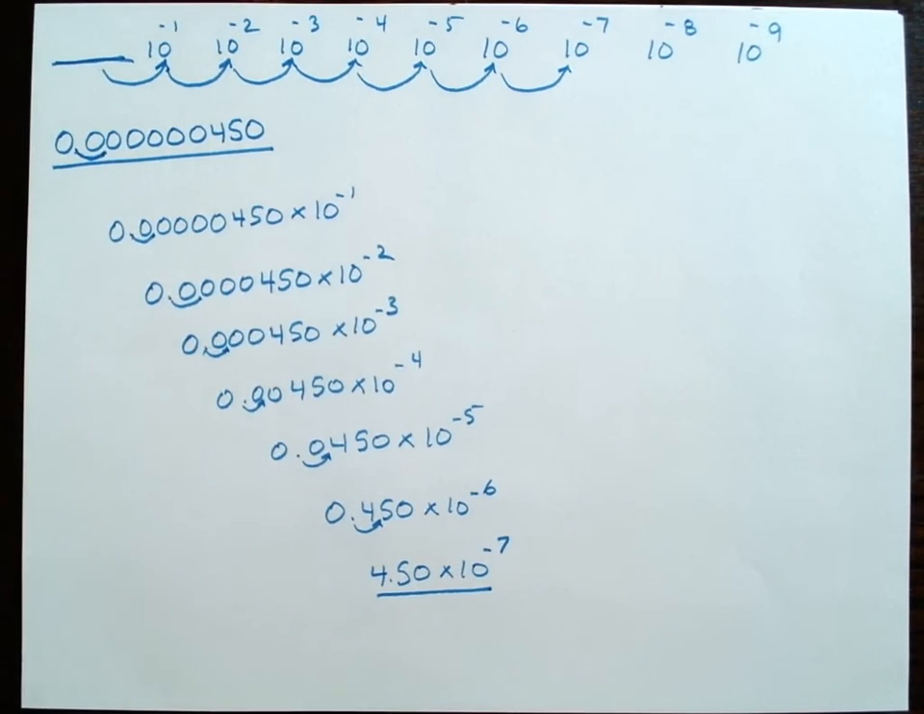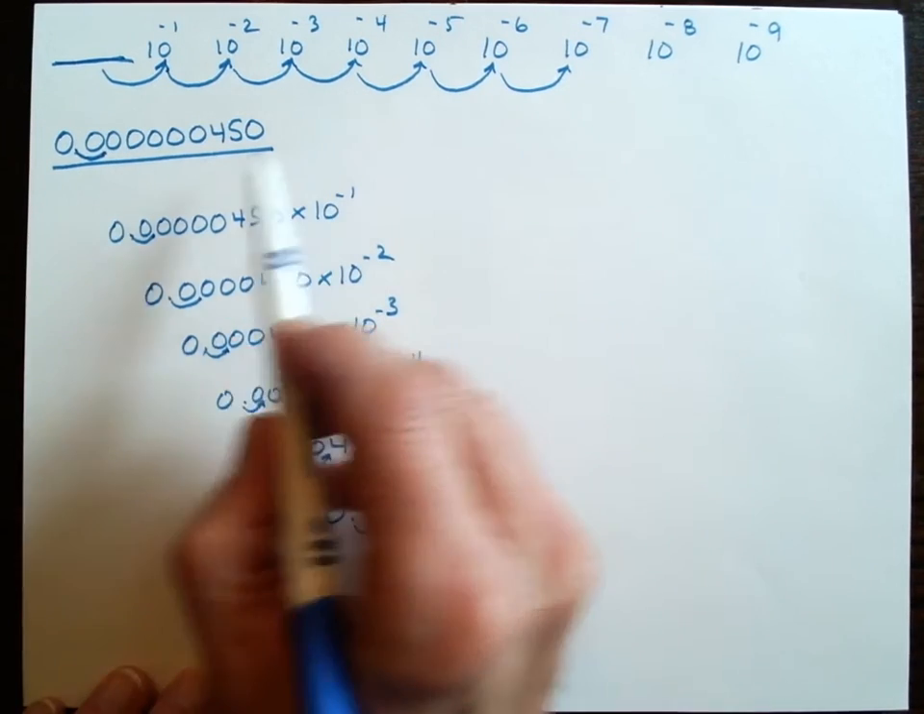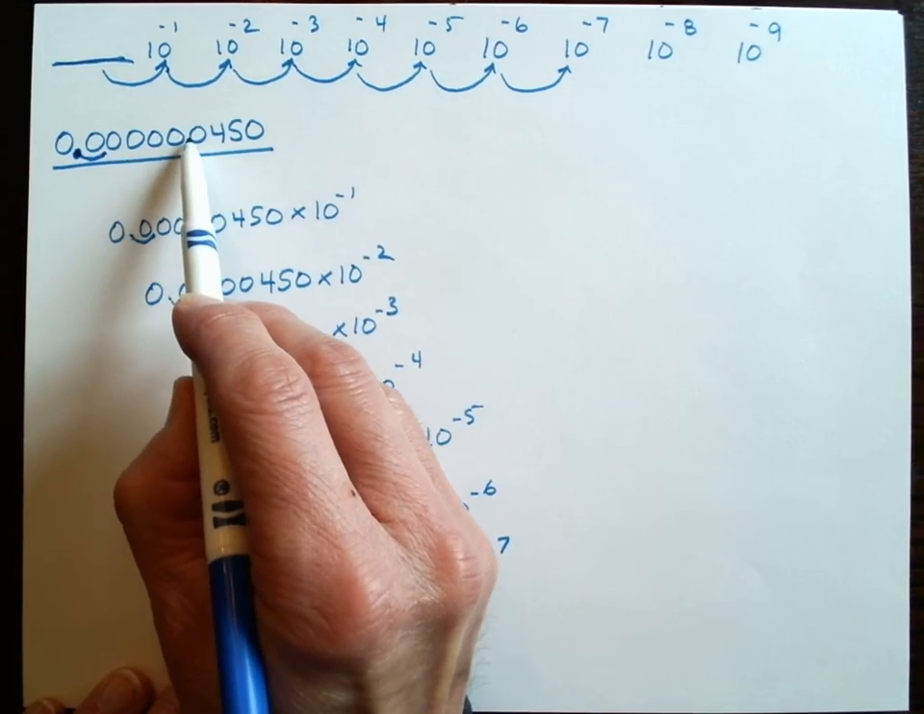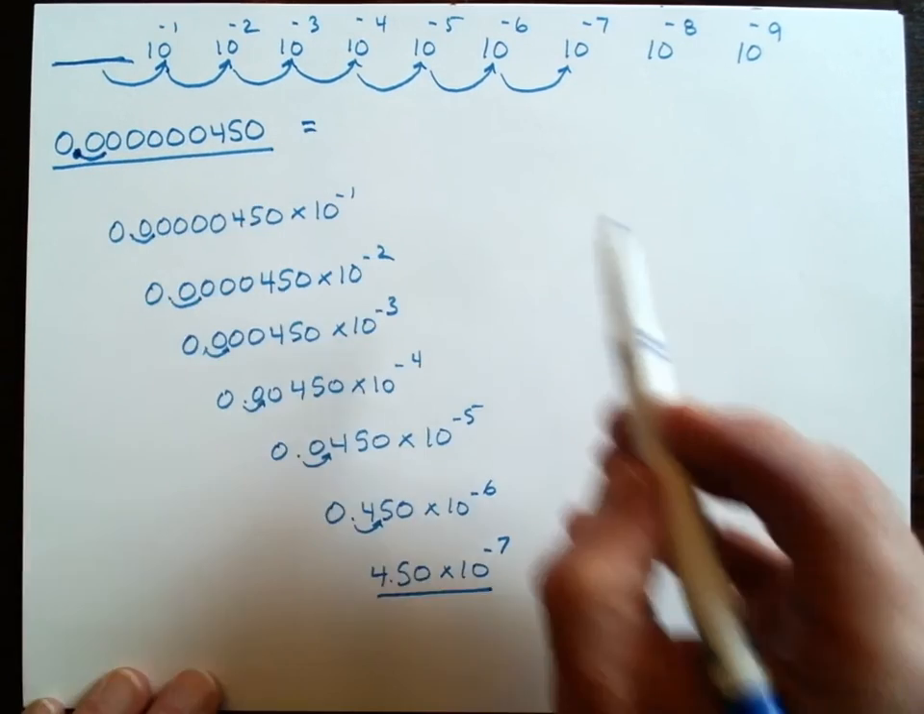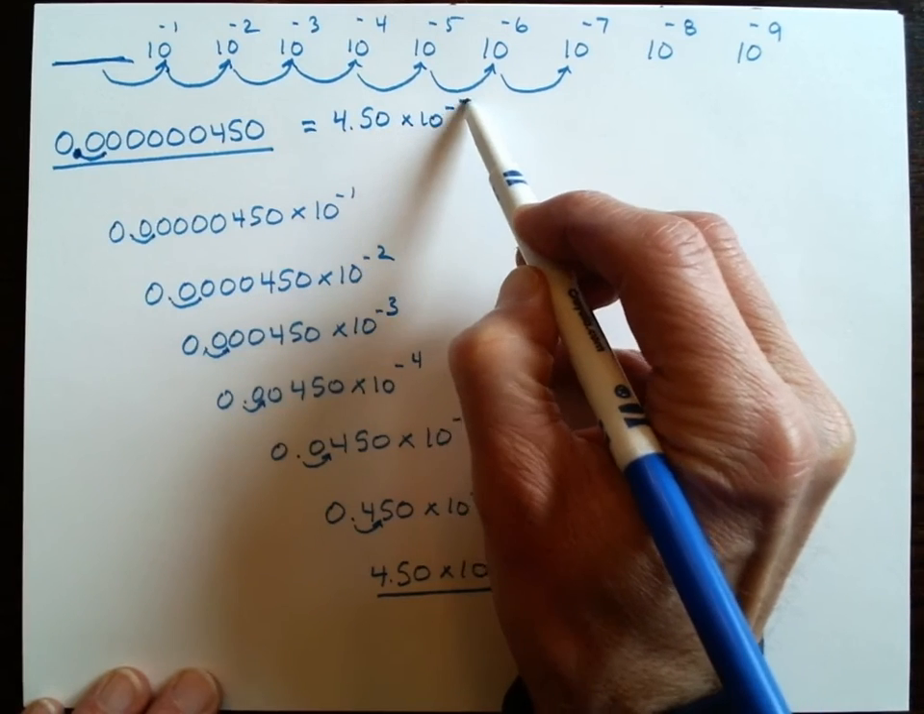I'm going to stop here because usually when we're writing numbers in scientific notation, we stop when we've written the number as a number between 1 and 10. And I can see this number out in front is in between 1 and 10. 4.50 ends up being between 1 and 10. So I can say that this number that we started with, 0.000000450, is the same thing as 4.50 times 10 to the negative 7.